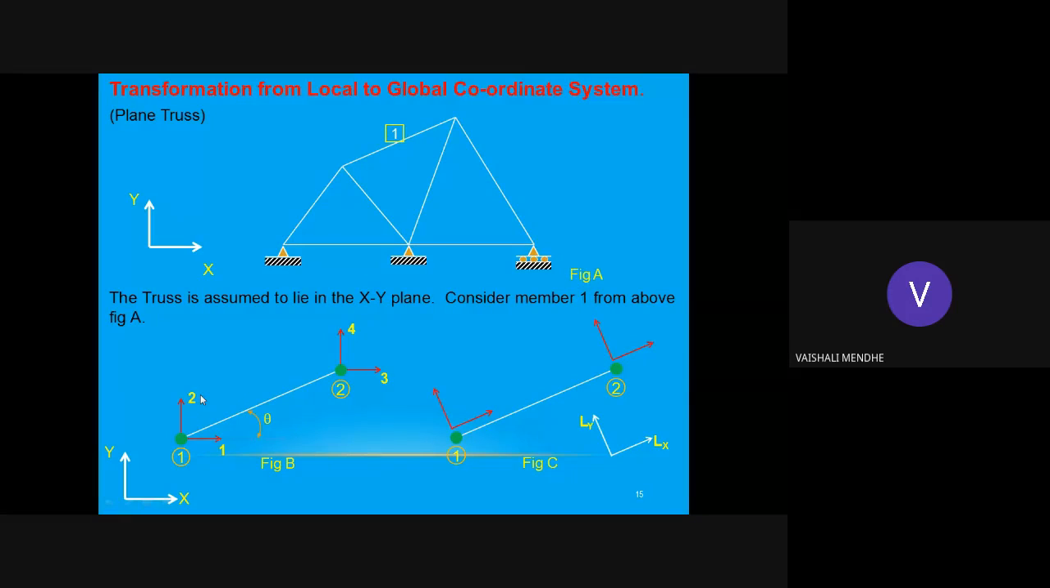It is not possible to show the deflected shape, so we show the displacements in the line diagram. This 1, 2 means that there will be two possible displacements at node 1, along x and along y. Along x it is denoted by 1 and along y it is denoted by 2. Similarly, at node 2, along x, that means delta x, it is denoted by 3 and along y it is denoted by 4.